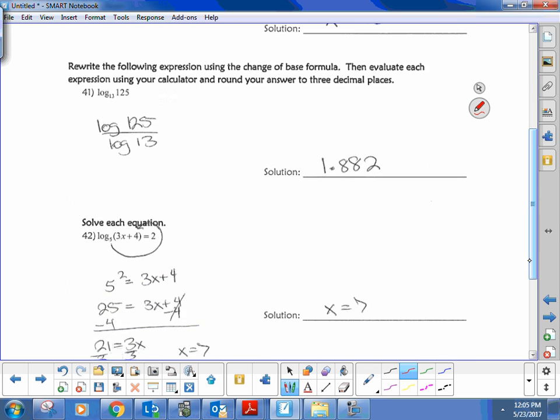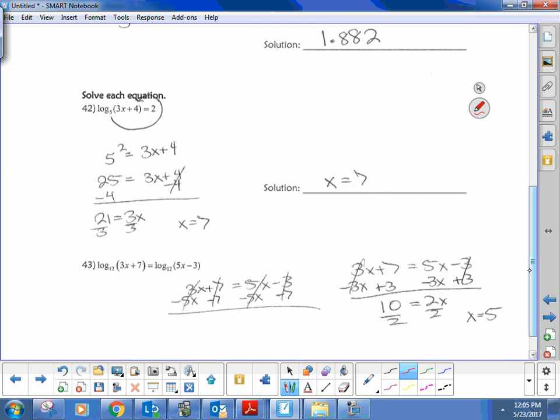Question 41, they wanted you to change a base. That means you use log of 125 over the log of the base, and you come up with that solution. And then they want you to solve each of these logs. Some of these, you have to just look at it and recognize. If the log is by itself, you have the power of the log loop. Like in this case, you can take the 5 and log loop it around. So this is how I end up with 5 squared is equal to 3x plus 4. We start solving for x, and this is how we get x equal to 7.